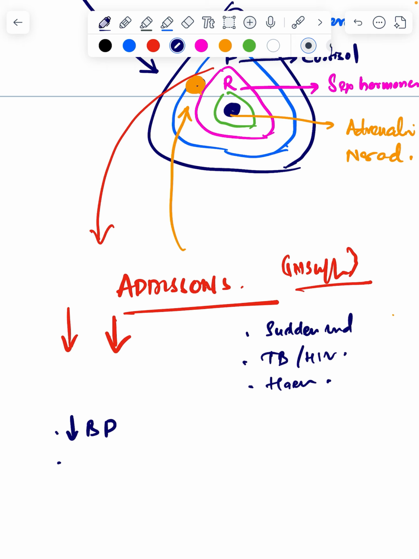For diagnosis, ACTH measurement, it is raised, and the synacthen test. What is the synacthen test? You give ACTH, and if the patient is having primary deficiency, then the Addison's patient does not show rise of cortisol after administration of synacthen. That is called a short synacthen test. Now treatment is you have to give IV fluids. This is Addison's crisis, and inotropic support, hydrocortisone.